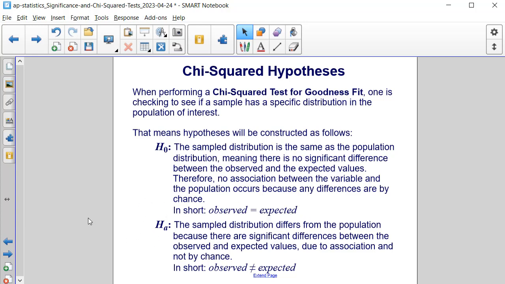And for the alternative hypothesis, the sample distribution differs from the population because there are significant differences between the observed and expected values due to association and not by chance. In short, the observed value is not equal to the expected value.